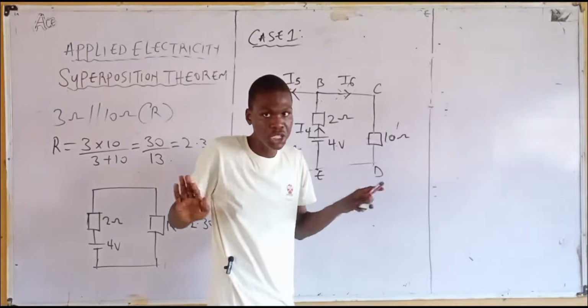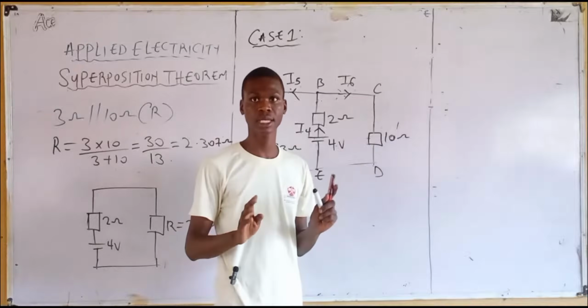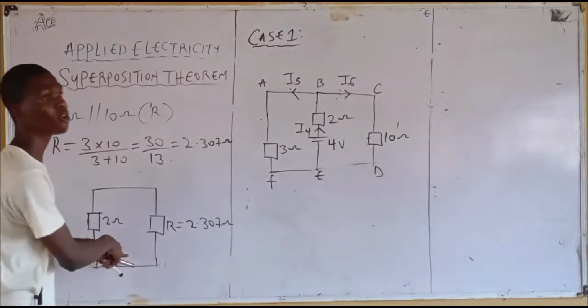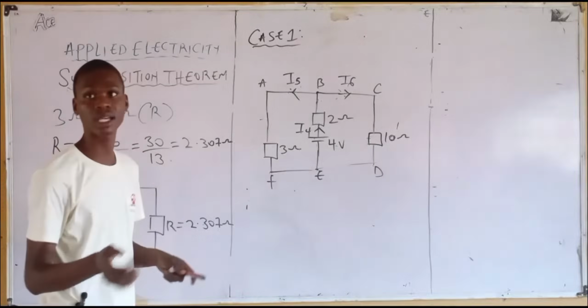Use that logic to understand it, instead of looking at this and asking which one will be the value of current. Is it I4, is it I5, is it I6? Do you understand what I'm saying?